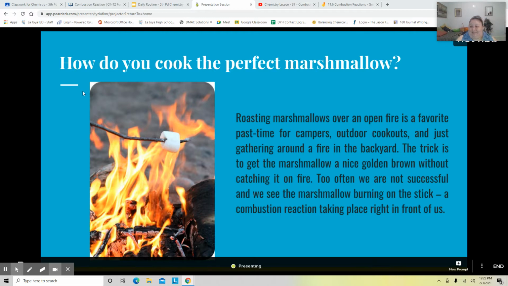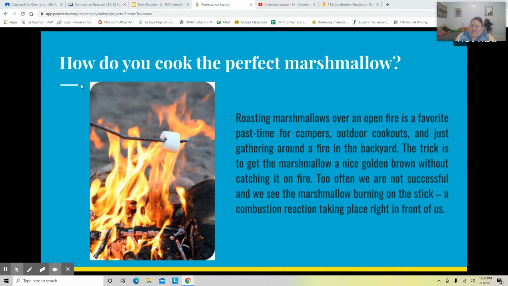Roasting marshmallows over an open fire is a favorite pastime for campers, outdoor cookouts, and just gathering around the fire in the dark. The trick is to get the marshmallow a nice golden brown without catching it on fire. Too often we are not successful and we see the marshmallow burning on the stick, a combustion reaction taking place right in front of us. Wow. Did you ever know that every time that marshmallow caught on fire, you were doing a combustion reaction? Well, yes, it's a combustion reaction, right?